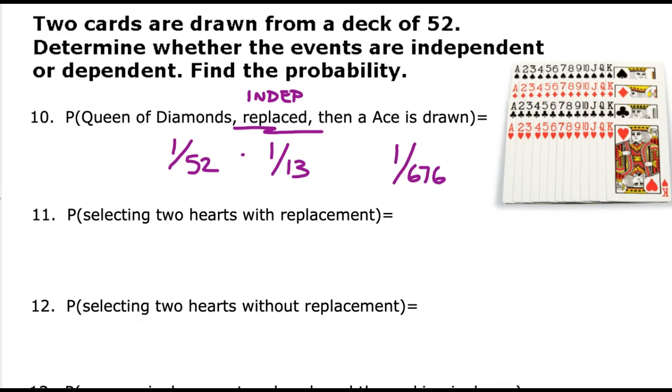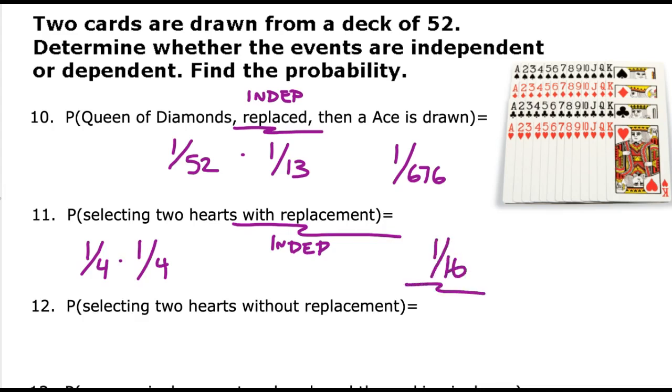Next one, probability of selecting two hearts with replacement. Okay, so with replacement, again, you're replacing it, so it's going to be independent. So we'll be able to multiply those probabilities together separately. Selecting two hearts would mean selecting one heart would be 1/4 of the deck is hearts, and the another one would be another fourth. So 1/4 times a fourth is a 16th.